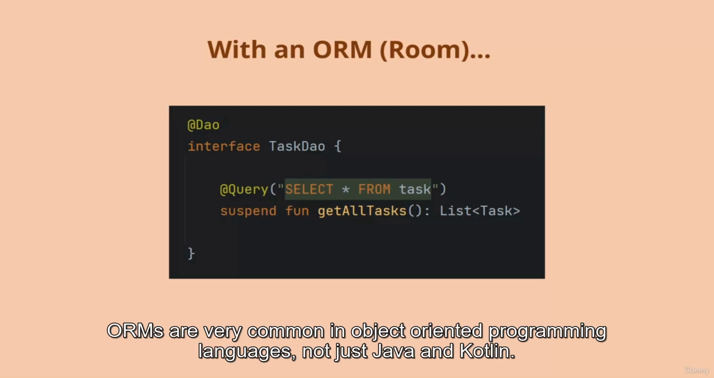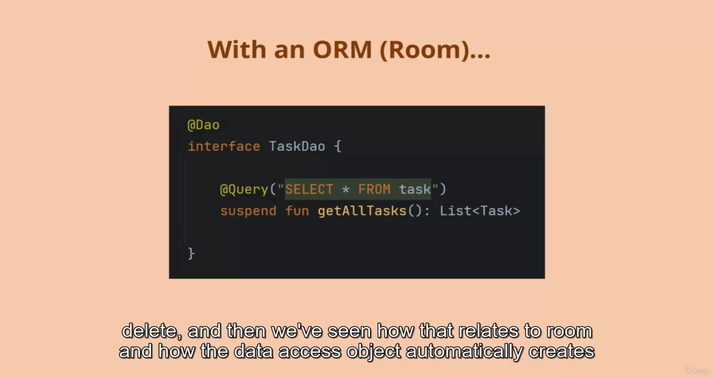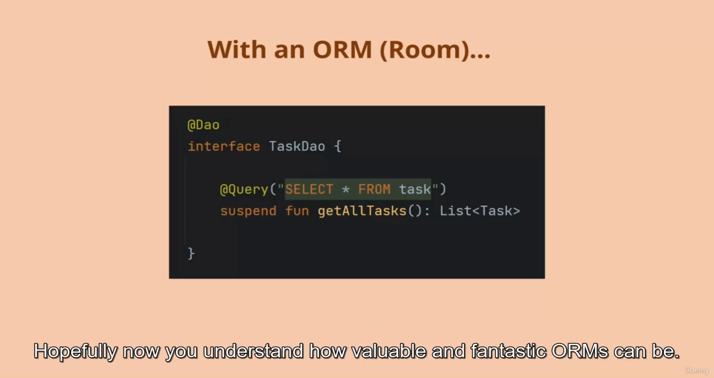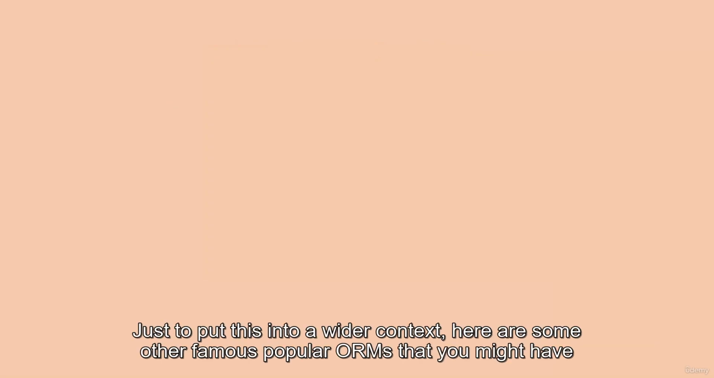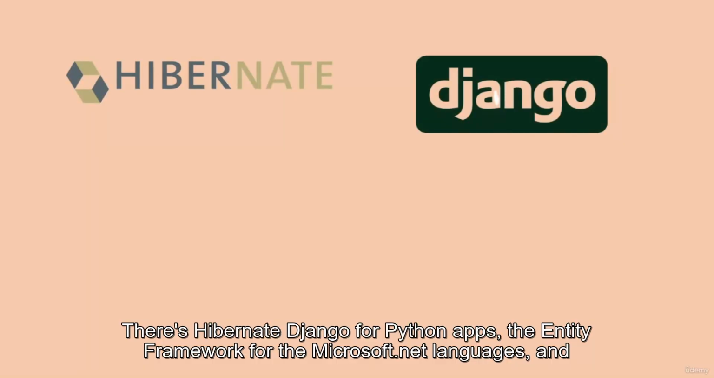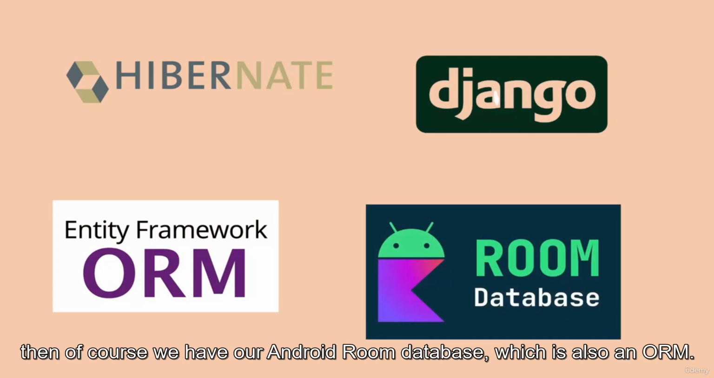ORMs are very common in object-oriented programming languages, not just Java and Kotlin. And now that we've gone through our SQL tutorials and learned the basics of create, read, update, and delete, and then we've seen how that relates to Room and how the data access object automatically creates that code for us, hopefully now you understand how valuable and fantastic ORMs can be. Just to put this into a wider context, here are some other famous popular ORMs that you might have heard of in other programming languages. There's Hibernate, Django for Python apps, the Entity Framework for the Microsoft .NET languages, and then of course we have our Android Room database, which is also an ORM.